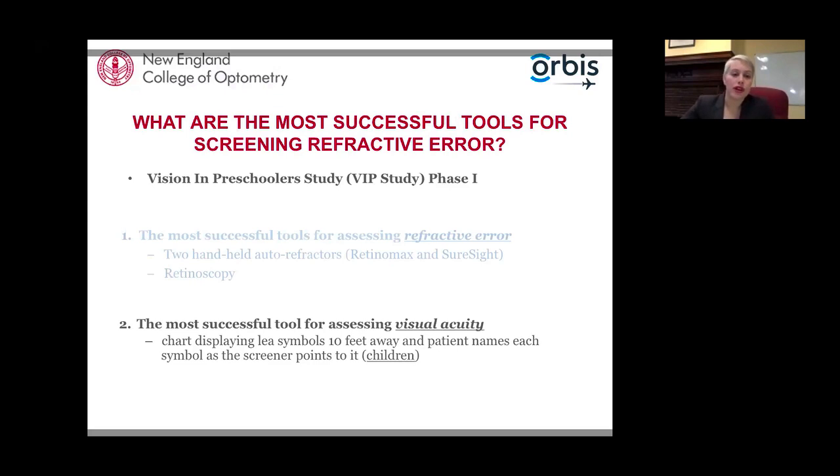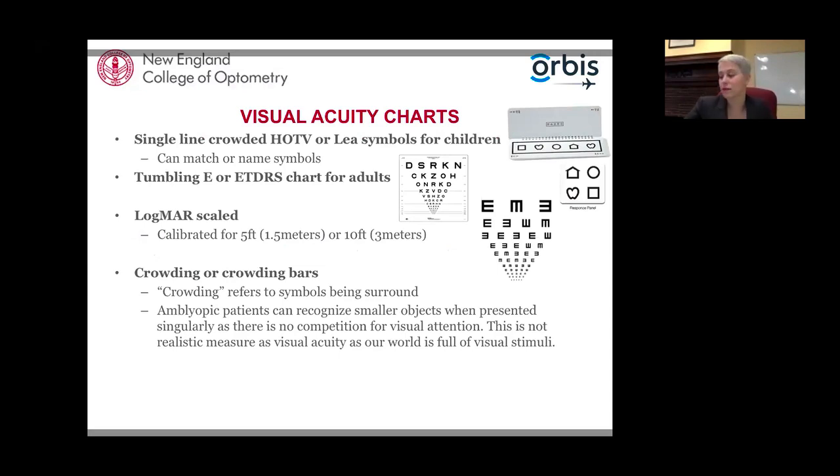So we've gone over handheld autorefractors and retinoscopy, and they're the most successful tools for assessing refractive error. The most successful tool for assessing visual acuity is a visual acuity chart, and just getting someone to go through the steps of different levels of vision. There's a couple of things that we're looking for in visual acuity charts.